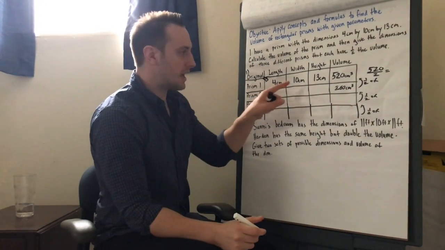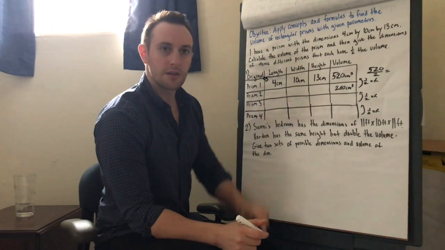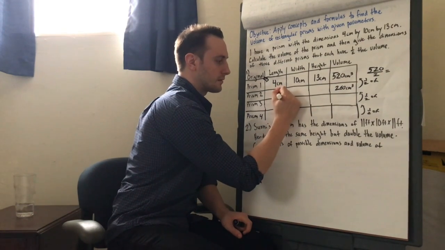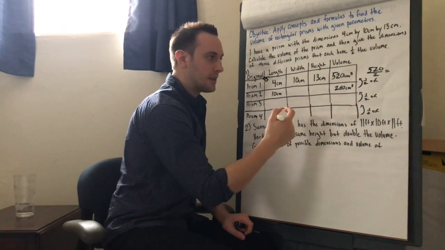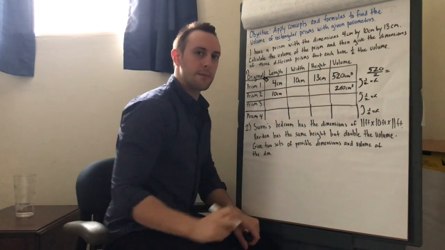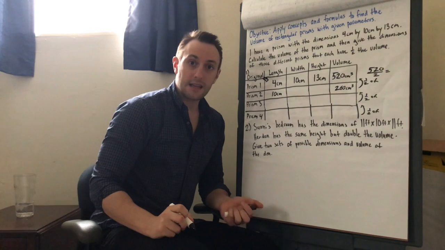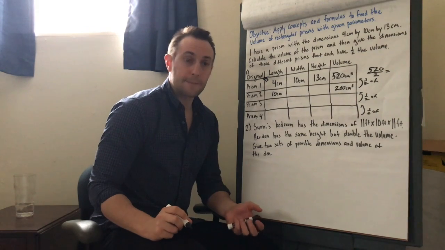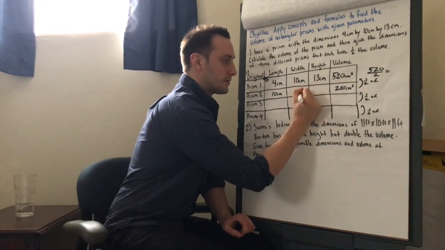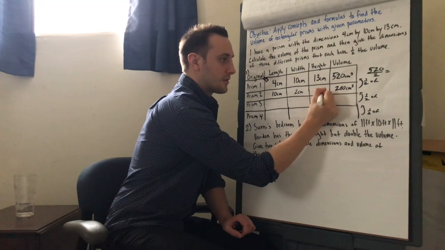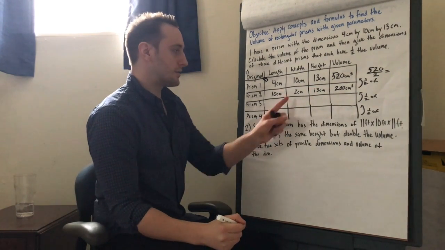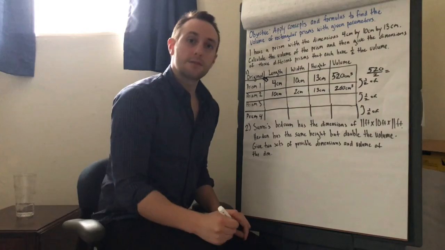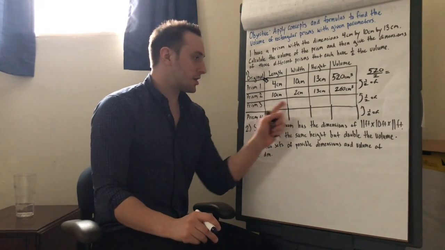Now we have to find what times what times what gives me 260. I see a 0 on the end, so automatically I'm going to go with 10. Then what 2 numbers when I multiply them give me 26? I can do 2 times 13. That works, right? So I can do 2 centimeters, 13 centimeters, because 2 times 13 is 26, and then 26 times 10 is 260. Okay?